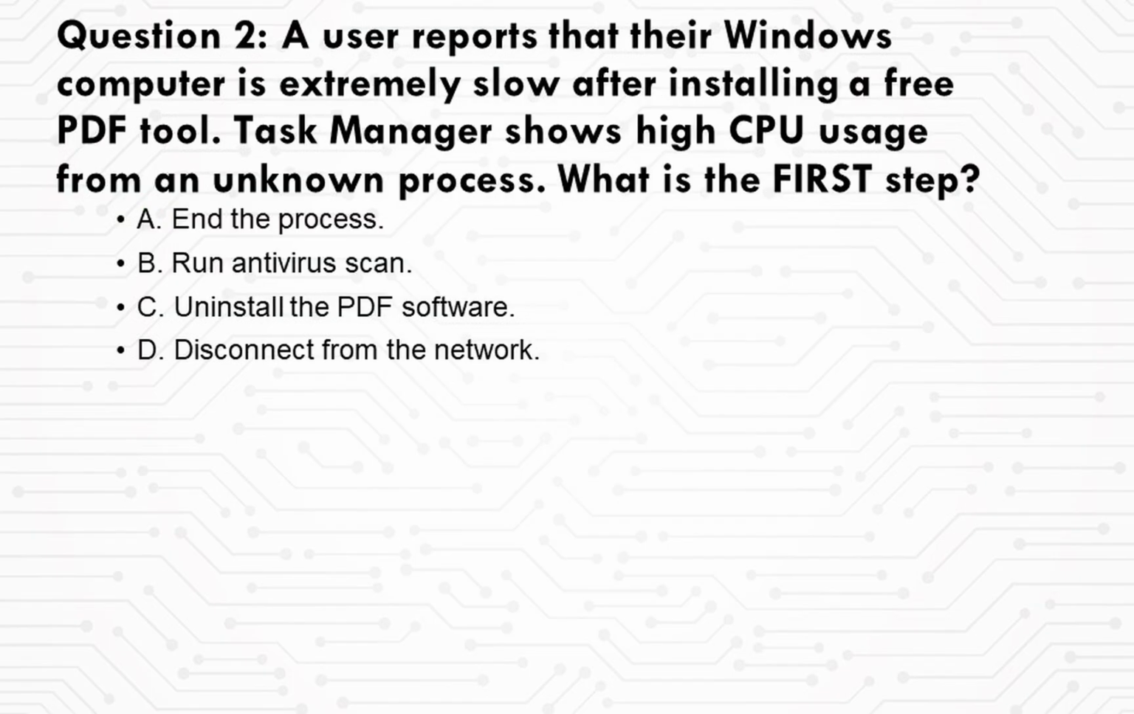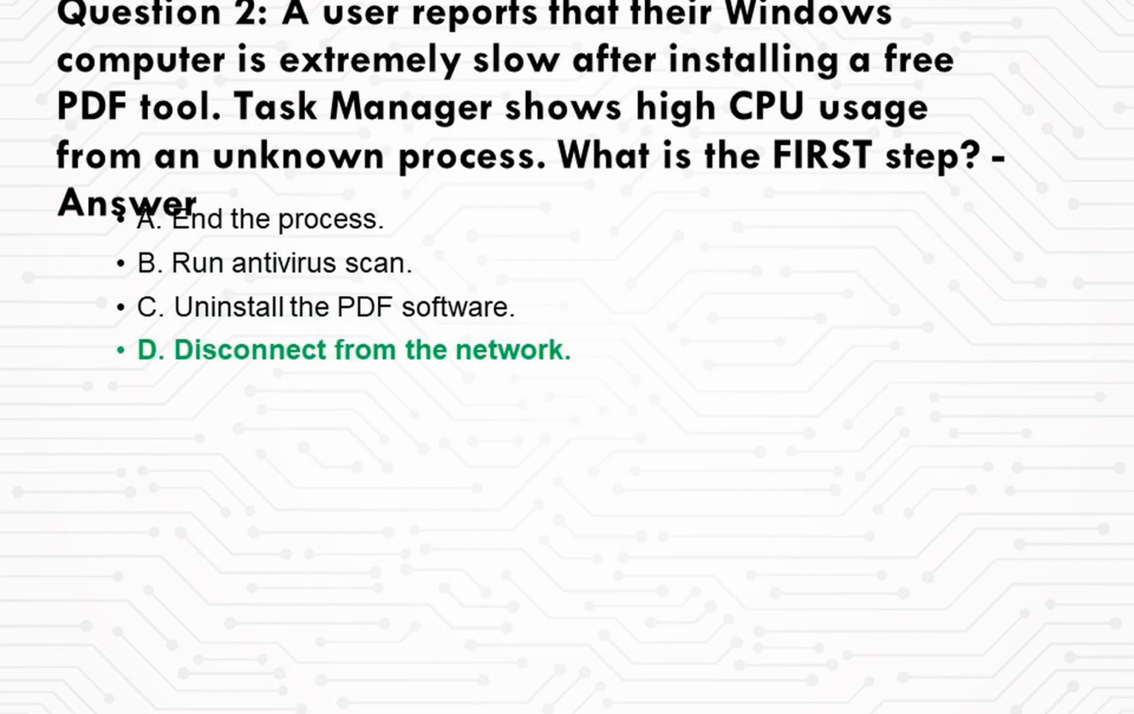Question 2. A user reports that their Windows computer is extremely slow after installing a free PDF tool. Task Manager shows high CPU usage from an unknown process. What is the first step? A. End the process. B. Run antivirus scan. C. Uninstall the PDF software. D. Disconnect from the network. Answer: D. If malware is suspected, isolating the machine, disconnecting the network, is the first step to prevent spread or data exfiltration.